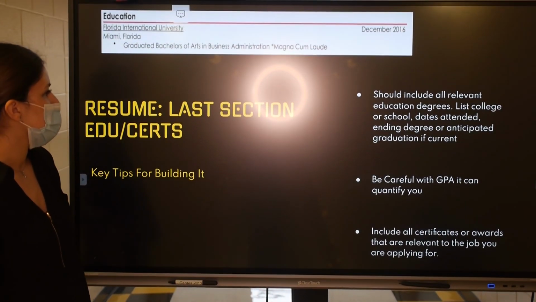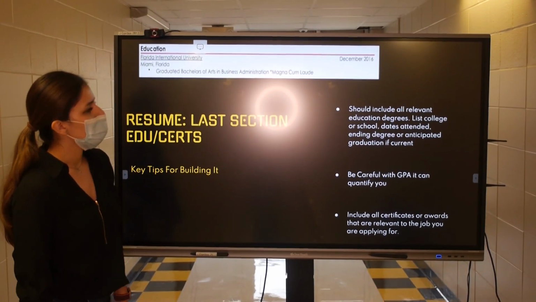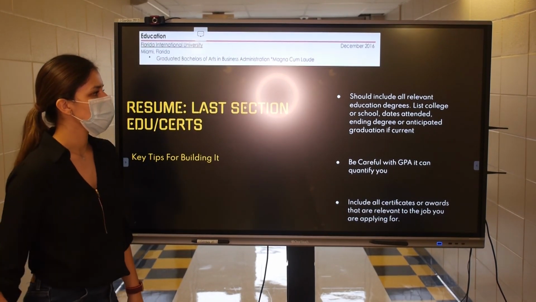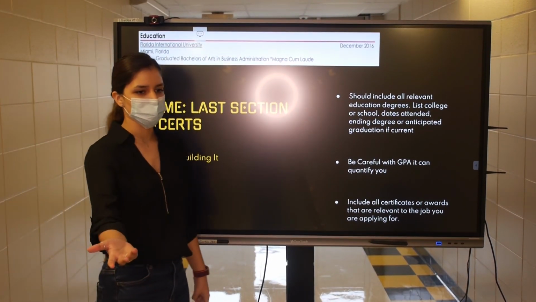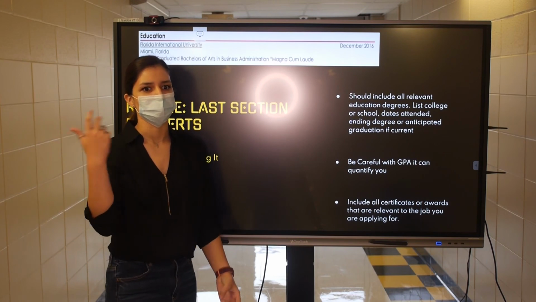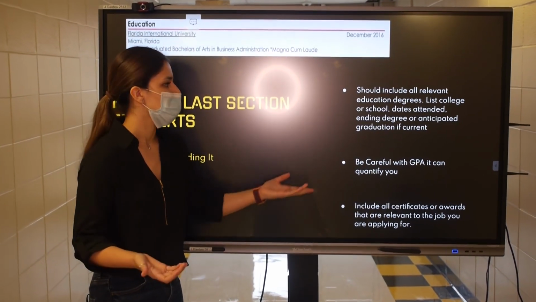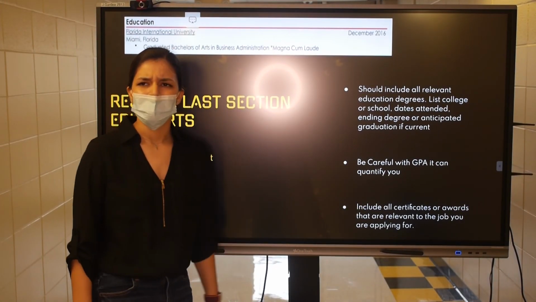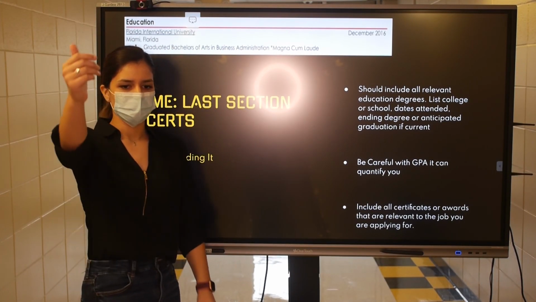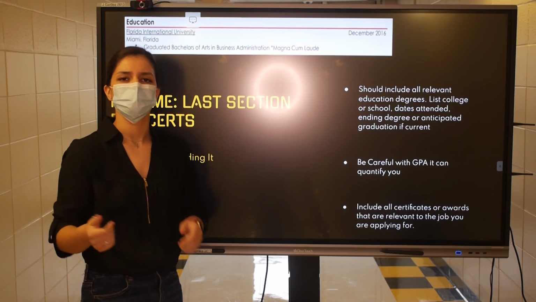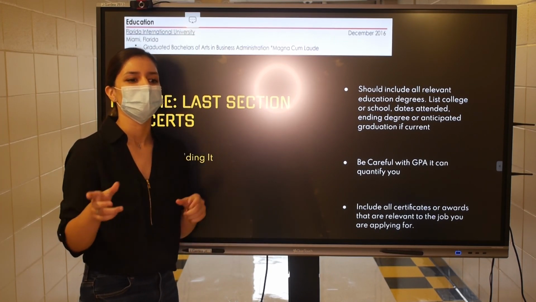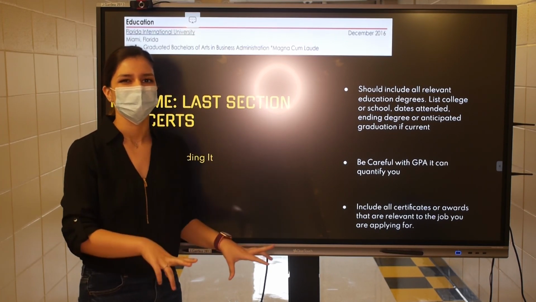Last section should include all relevant education and degrees. So say you're a high school student, just put your high school, senior, whatever, because you haven't gotten your diploma yet. And be careful with your GPA when putting it on the resume, because if your GPA is below a 2.0, I would advise not putting it because it can make you look worse.